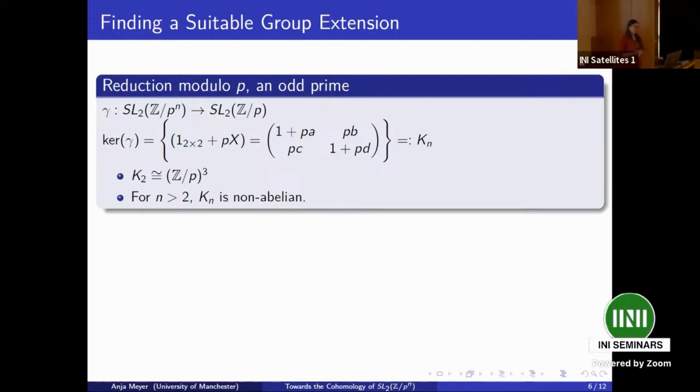Well, for n equal to 2, the group is actually quite nice. It's elementary abelian and it's isomorphic to Z/3 direct product with itself 3 times. How do we see this? Well, we have 4 positions to put our p's.